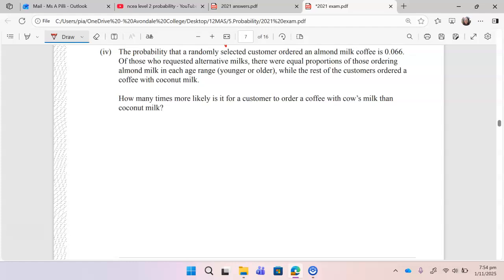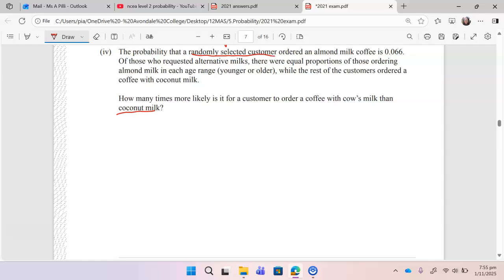Alright. This looks like a beast of a question. First of all, we don't know what exactly the proportions are of people that ordered coffee with almond milk. We also don't know coconut milk, but the final question is asking for coconut milk. So we first need to find those two out. What we do know is the probability that a randomly selected customer ordered an almond milk coffee is 0.066. Randomly selected customer, meaning could be old, could be young.